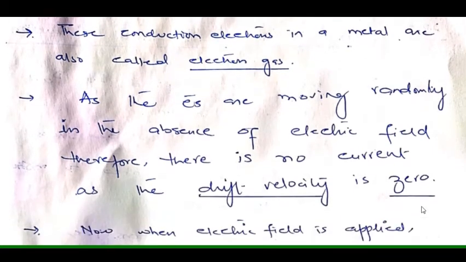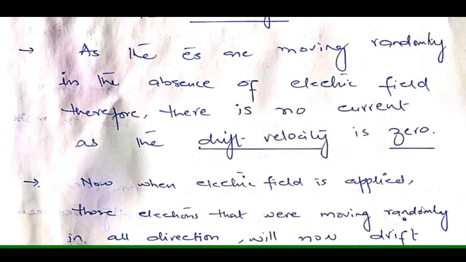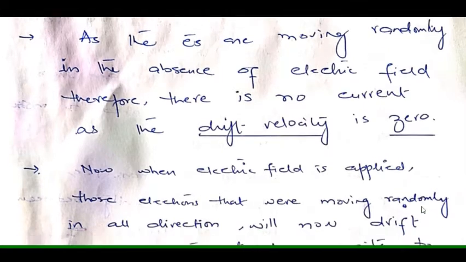As electrons are moving randomly in the absence of an electric field, there is no current, as the drift velocity is zero. These are points we have already discussed in the previous article, so I'm going through them quickly. When we have not applied any electric field, there will be no current because the drift velocity is zero.